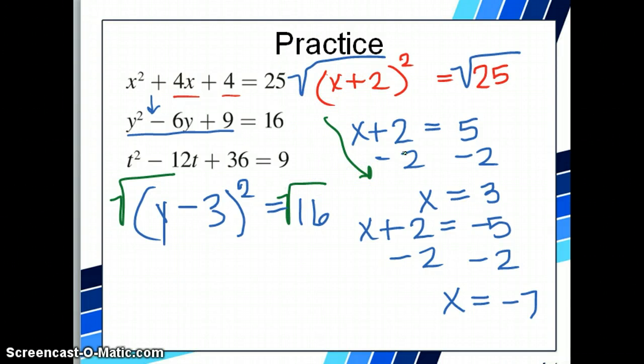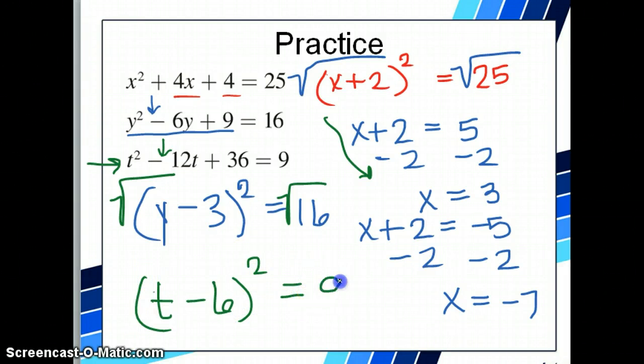take that square root and solve, just like we did over here. If we're looking at the very bottom example with t, again, I'm going to have 2 negatives because this is a negative. So 6 times 6 gets me 36. 6 plus 6 will get me 12. So I'd have (t - 6) squared equals 9. I take the square root of both of those sides and then solve that equation.